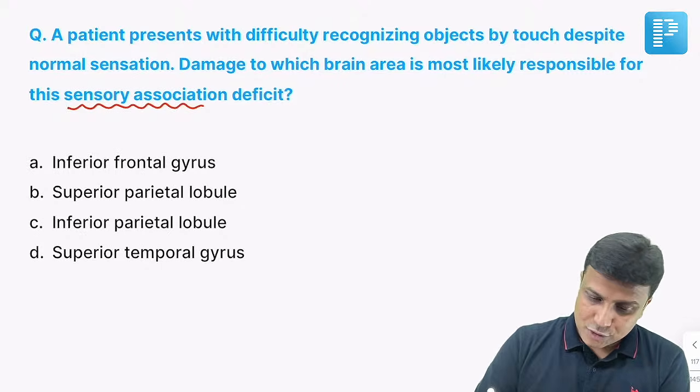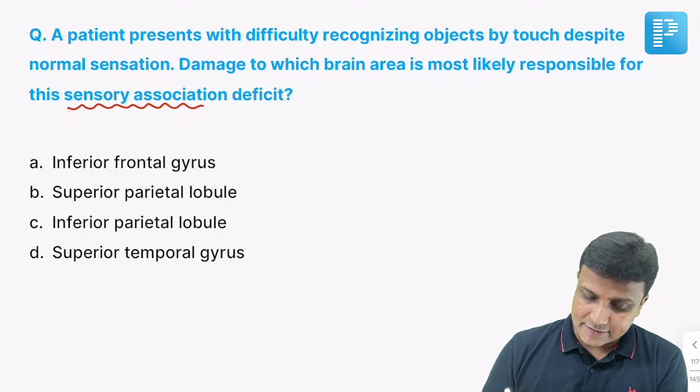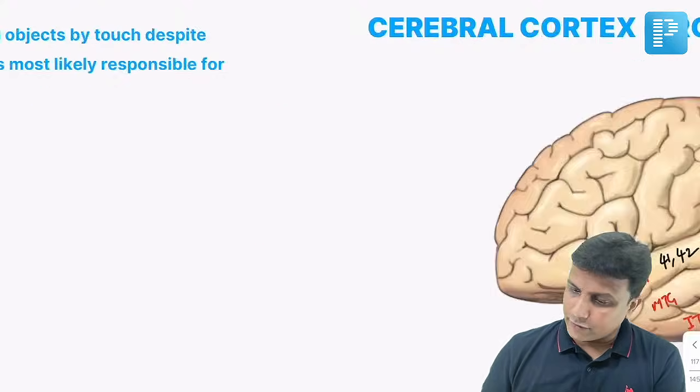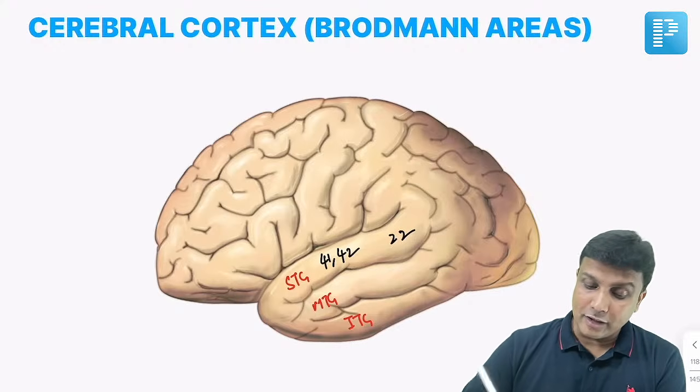So therefore, superior temporal gyrus is actually concerned with auditory. So therefore, ये वाला answer यहाँ पर नहीं होगा. And after that, inferior frontal is given. Okay. In the frontal also, it is the same thing.